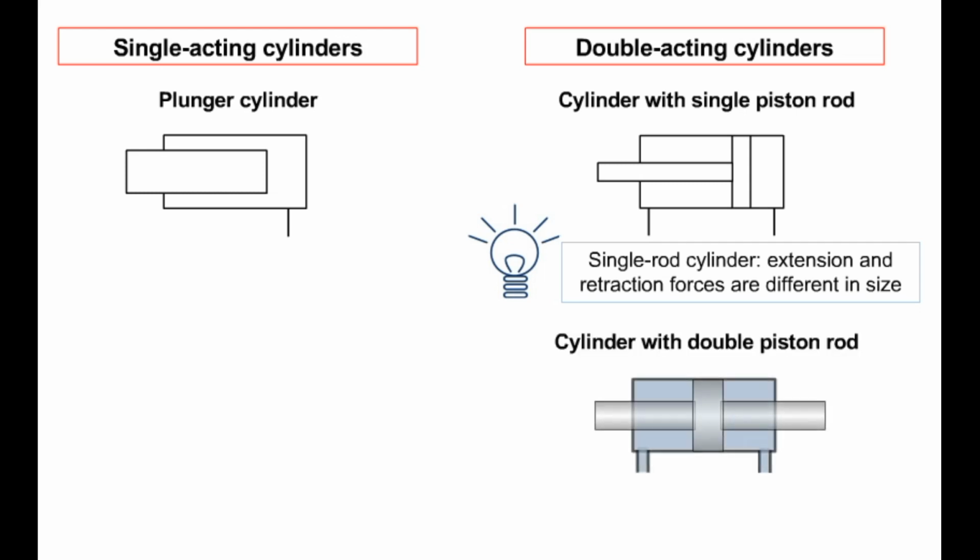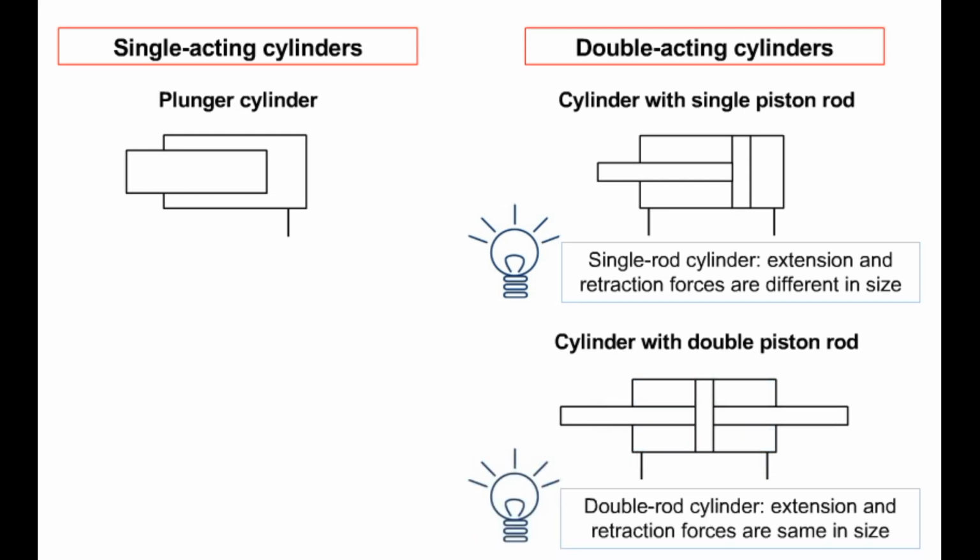Double-acting cylinders with a double piston rod are known as double-rod cylinders, provided both rod diameters are the same size. If both piston rods have the same diameter, then the active piston area remains the same. This means that for the same operating pressure, the forces in both directions of movement will be the same size. For constant flow rate, the extension and retraction speeds will also be the same size.